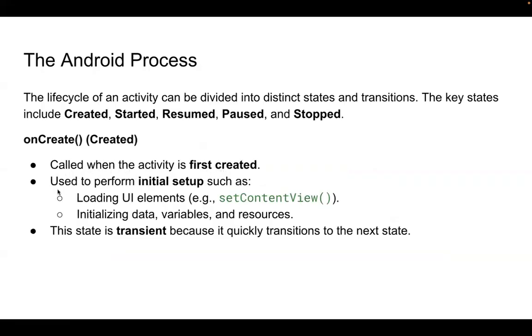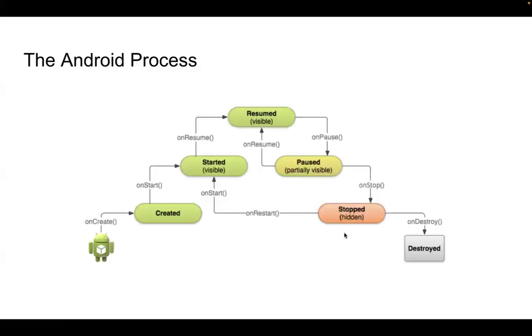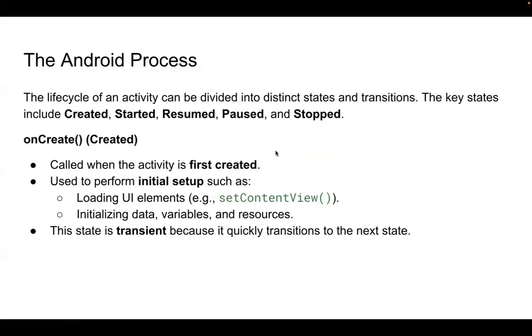onCreate is called when the activity is first created, used for initial setup. So it will help you with loading UI elements, right? The UI elements are basically the front end stuff, like the buttons and the menus and the text and all those things, like the scrolling and the recycler view. And if you don't know what the recycler view is, it's going to come up later in the lectures, right? This state is transient because it quickly transitions to the next state, which is the started, right? It loads everything and says it started now, right?